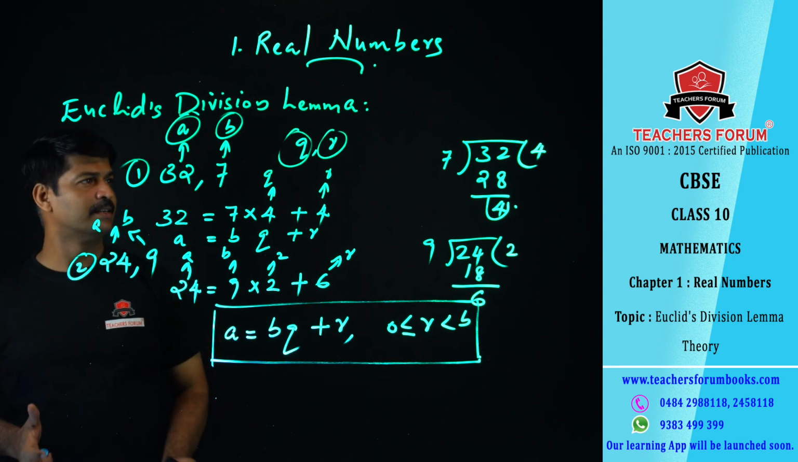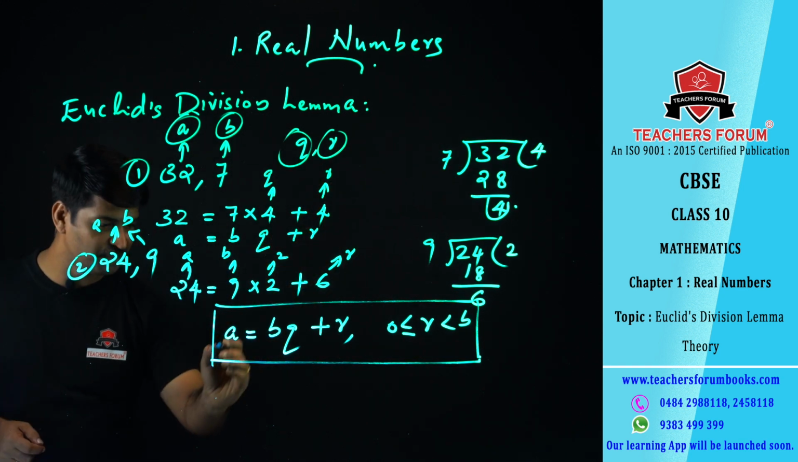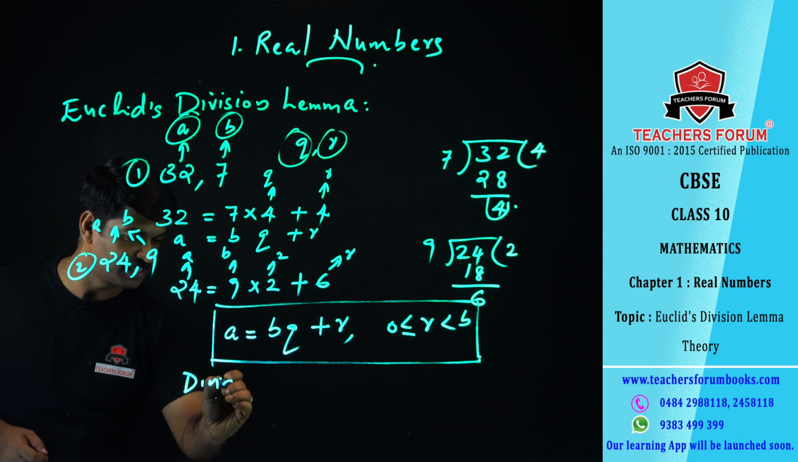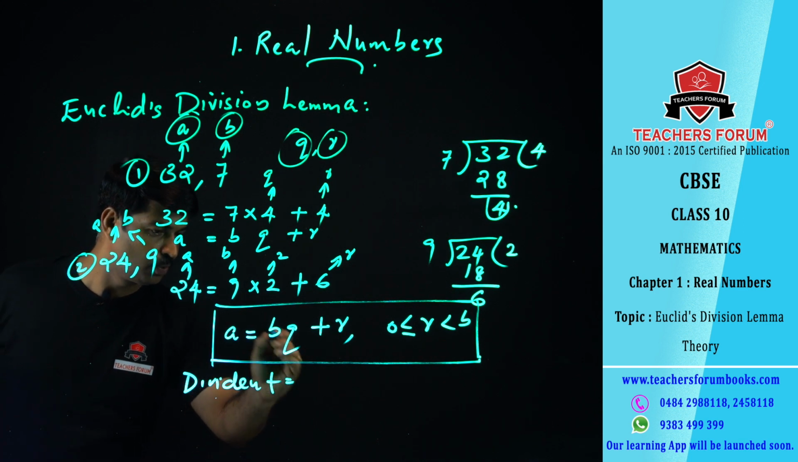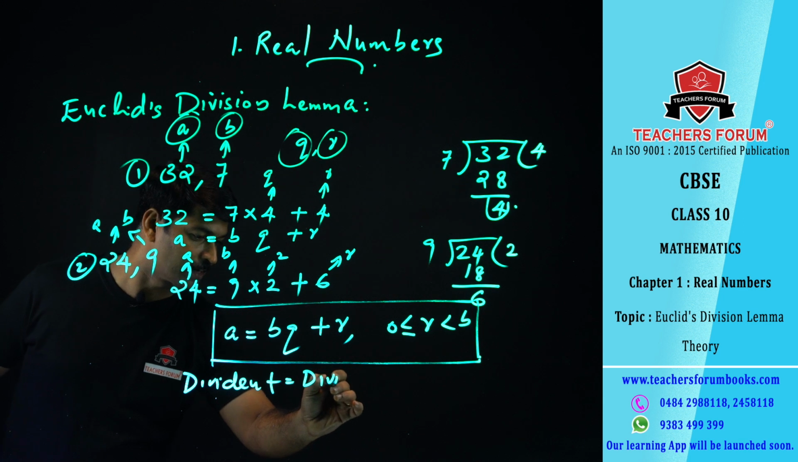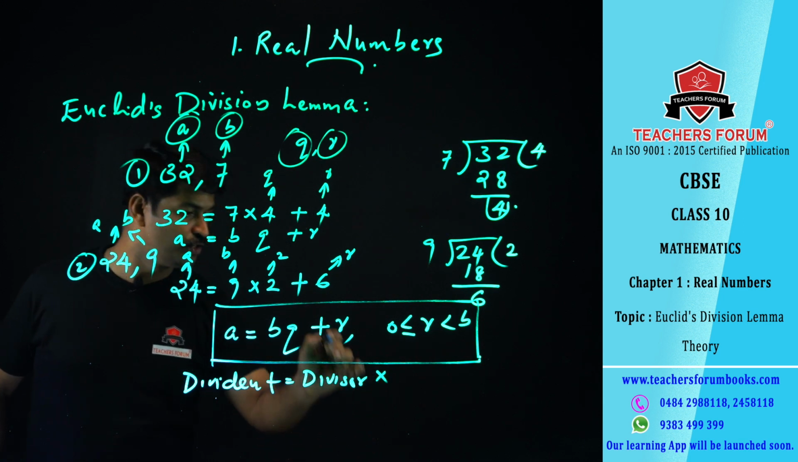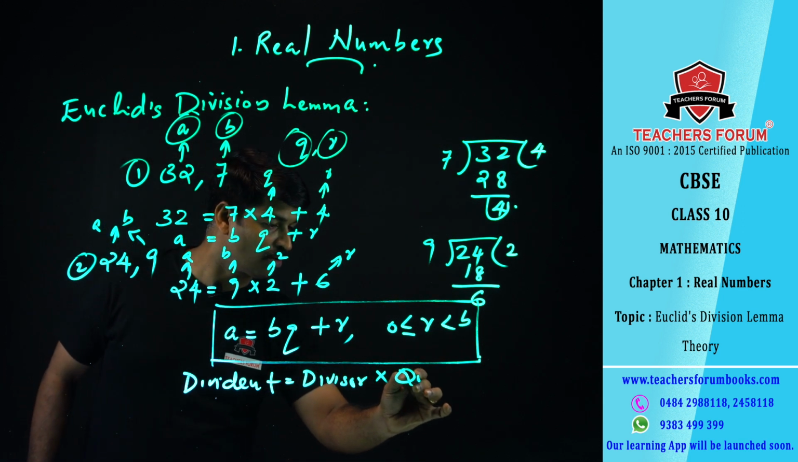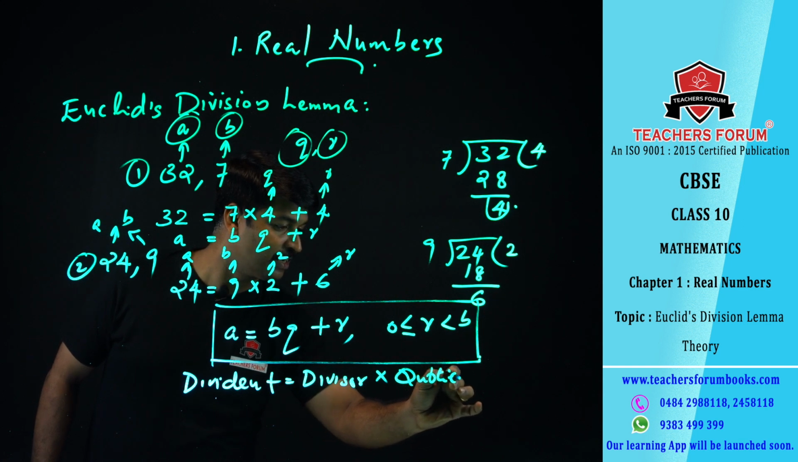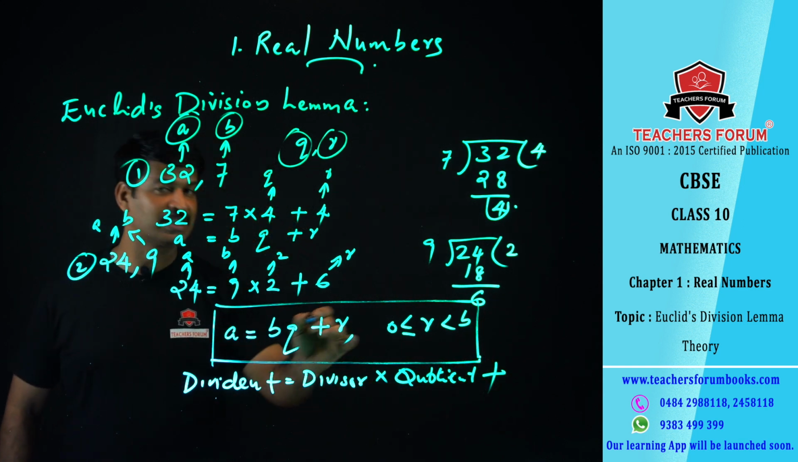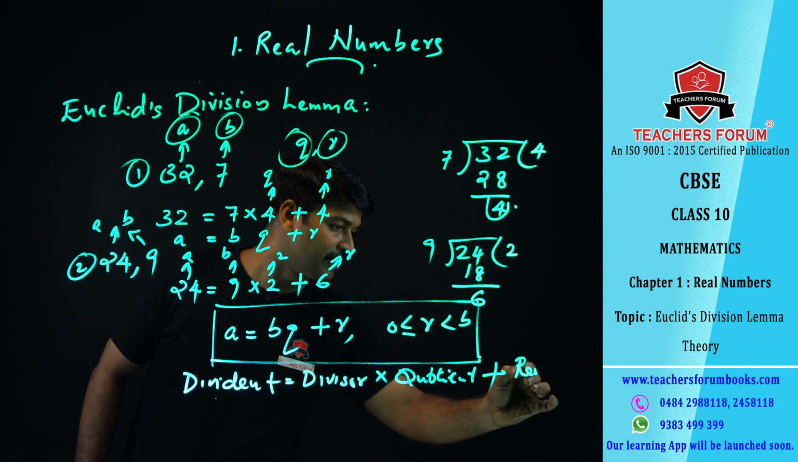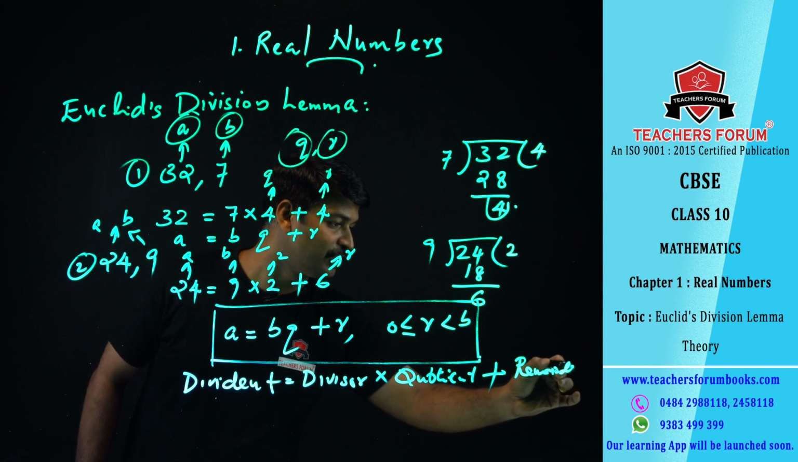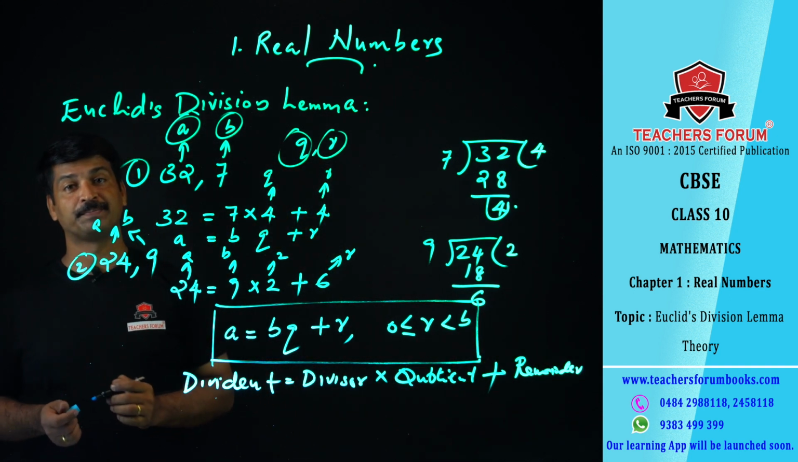It is nothing but the process of long division, that is dividend is equal to divisor into quotient plus remainder. What is B? B is the divisor. What is Q? Q is the quotient. And R is the remainder. This is known as Euclid's division lemma.